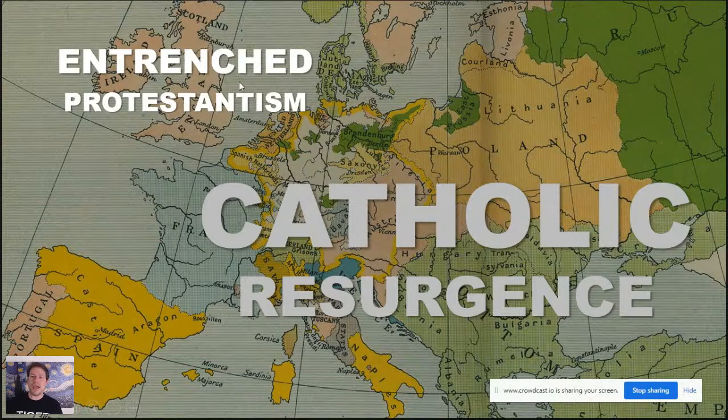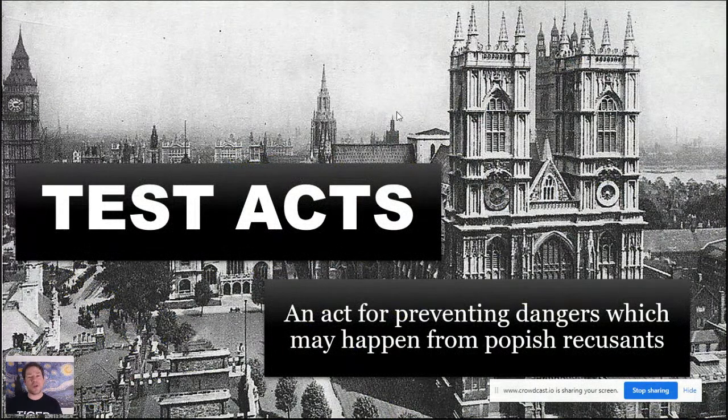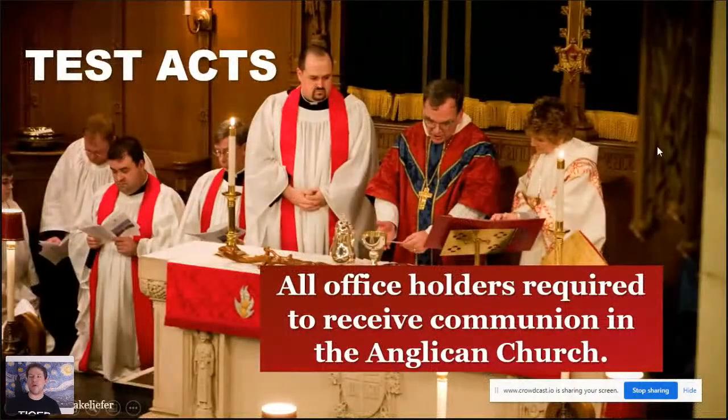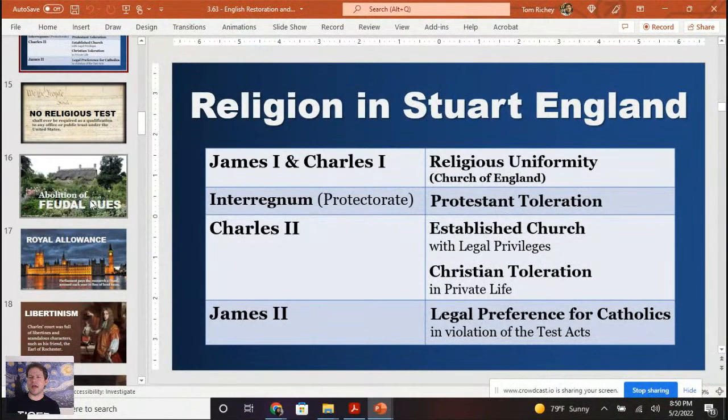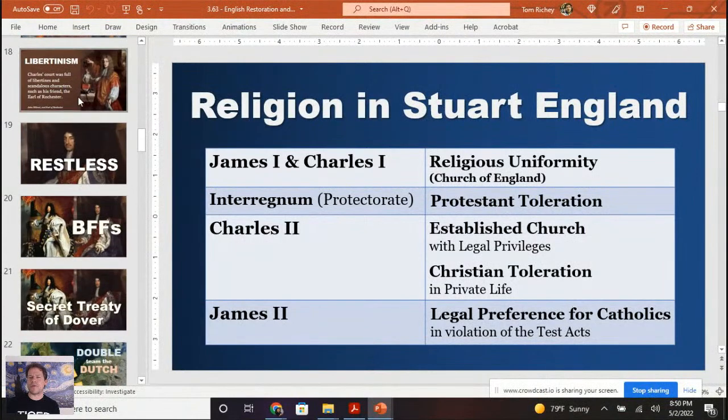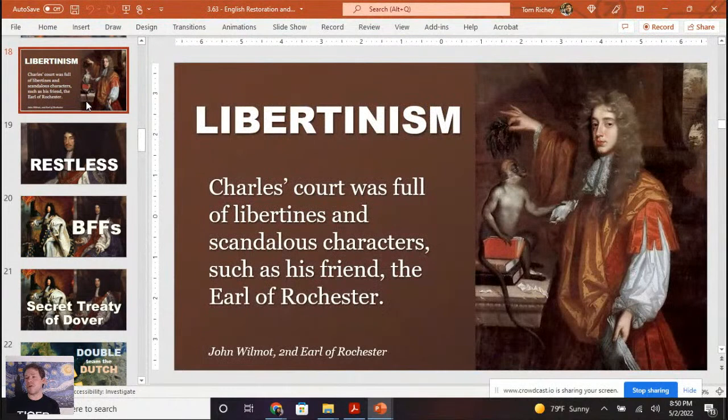And so with that, you've got entrenched Protestantism here, and Parliament passes the Test Acts. They want the king to make sure that people in positions of public trust are Anglicans. So with the Test Acts, every office holder, everyone in a position of public trust, had to receive communion in the Anglican Church. And we want to note here that Charles is kind of a libertine. His court, there's a Johnny Depp movie called The Libertine that's set in Charles II's court.